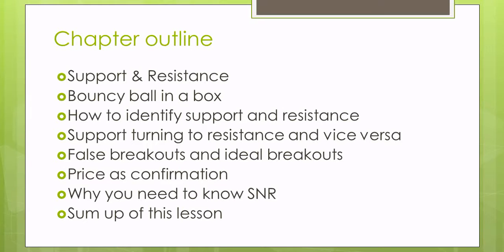Here's the chapter outline of chapter 5. First we'll look at support and resistance, followed by bouncy ball in a box, how to identify support and resistance, support turning to resistance and vice versa, false breakouts and ideal breakouts, price as a confirmation, why you need to know about support and resistance, and lastly is the summary of this lesson.